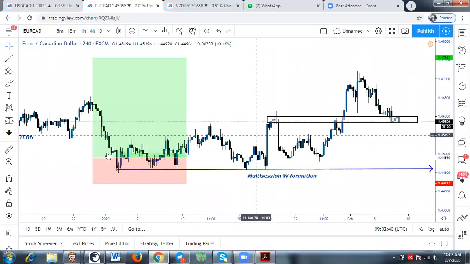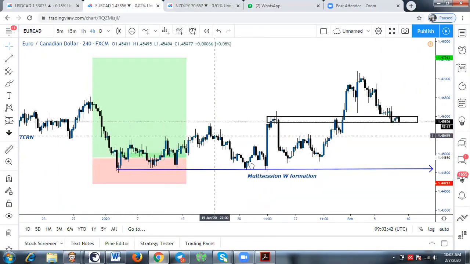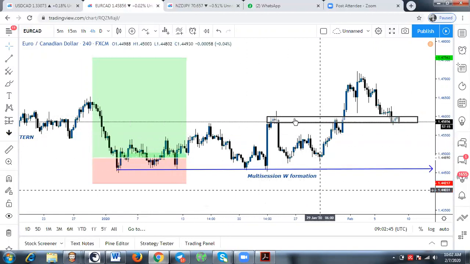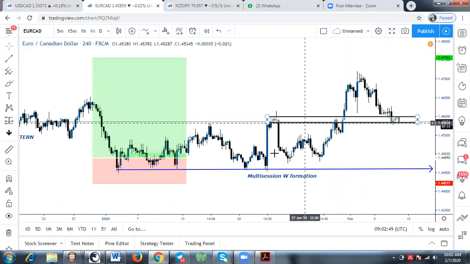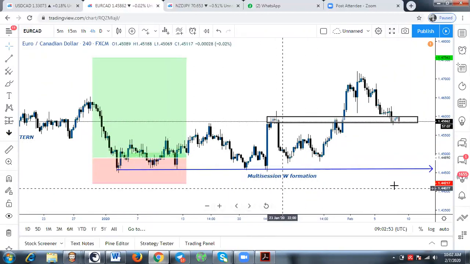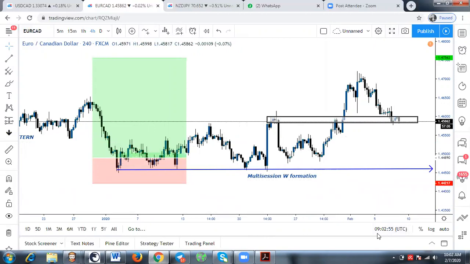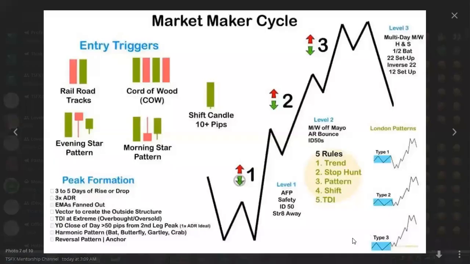So multi-session. Now this formed over different sessions. So we had multi-W formation. So this actually showed it was really a peak formation setup. Okay, so that's it.